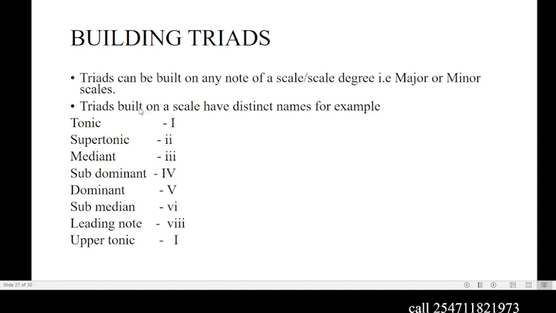Triads built on the scale have distinct names. The first triad will be the tonic, on the first note of the scale. The second one is the supertonic. The third one is the mediant. The fourth one will be the subdominant. The fifth one will be the dominant. And then we have the submediant. Then you have the leading note. Then you have the upper tonic. So triads will take those names, the technical names of the scale degrees, and own those names as the triad's names.